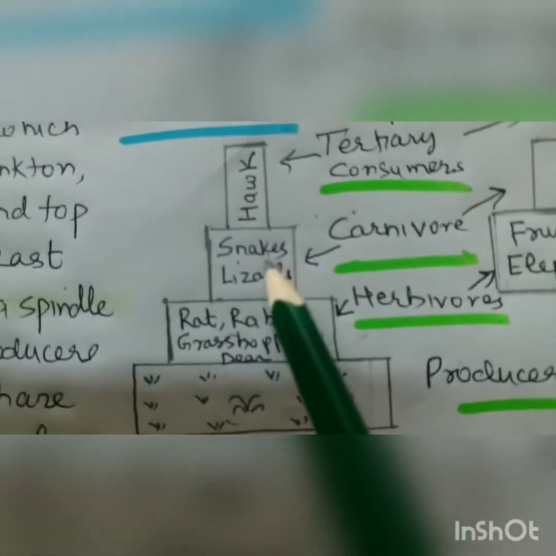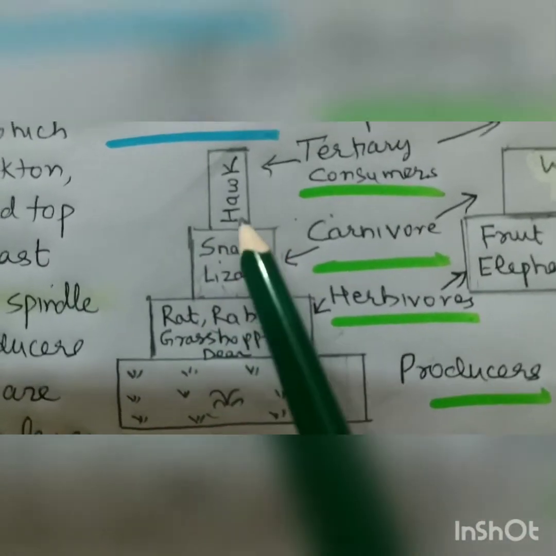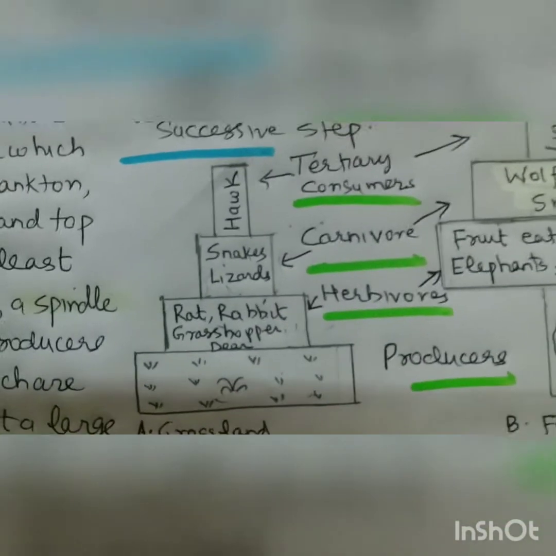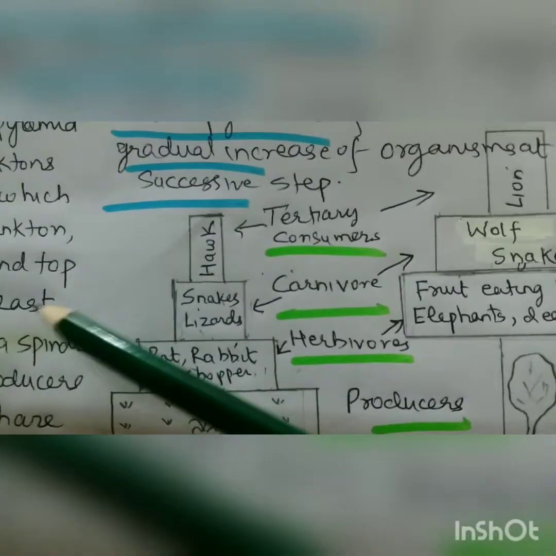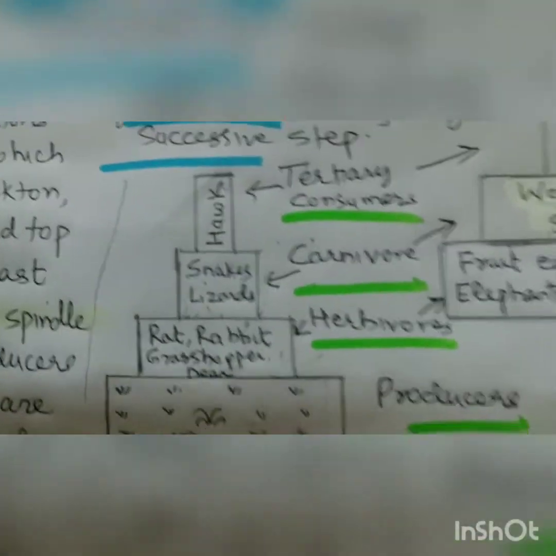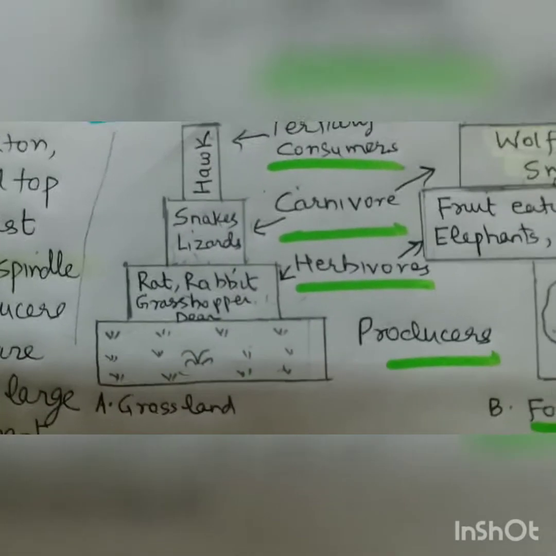They are further eaten by snakes and lizards, which makes the bar smaller in size, and then ultimately the hawk, which is called the tertiary consumer. So this is upright. There is a change of energy at each trophic level, and the study of this change of energy is called bioenergetics.